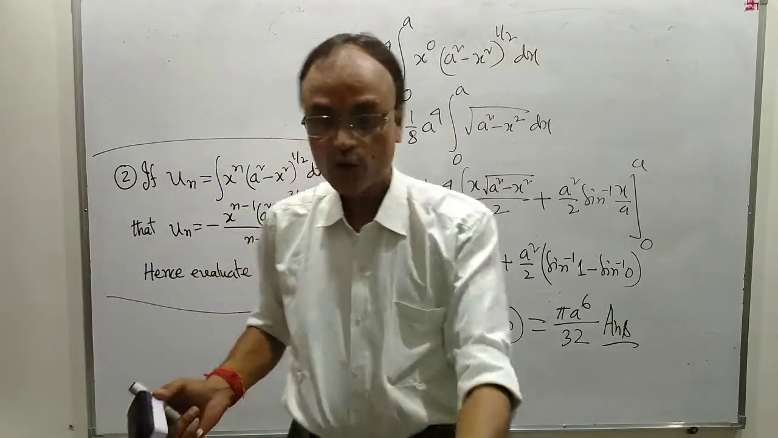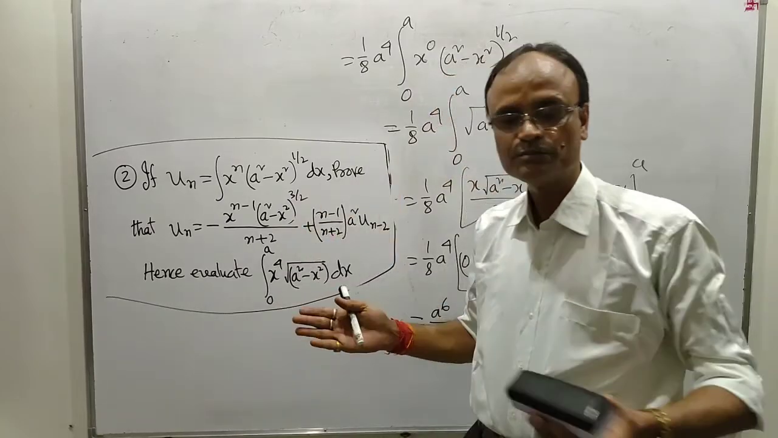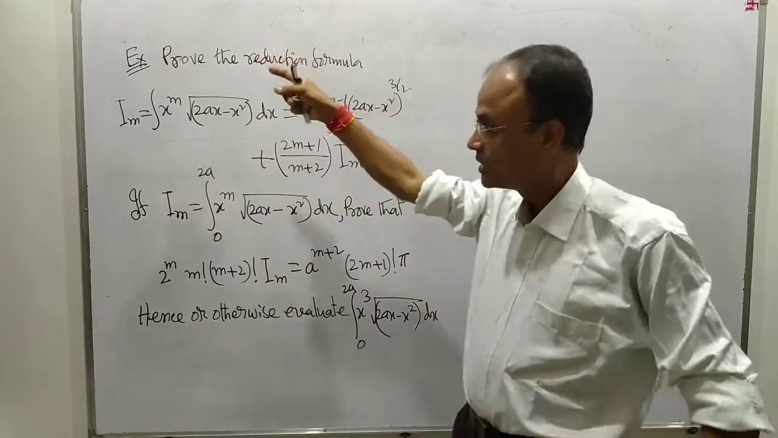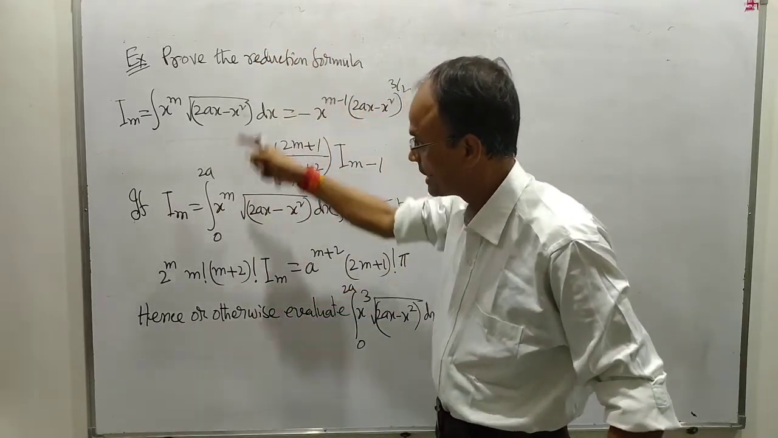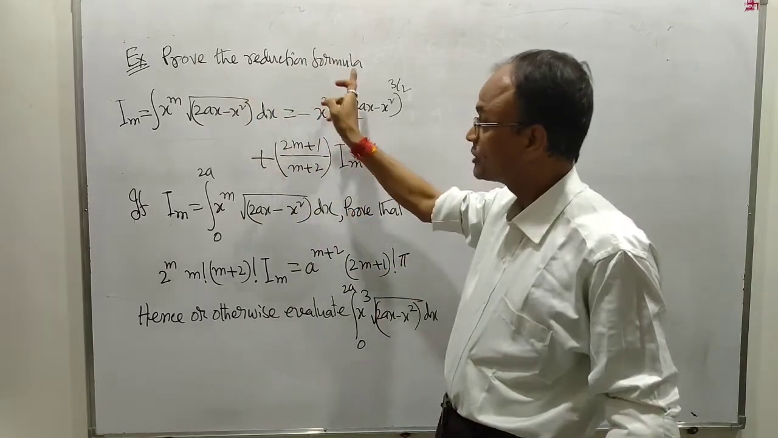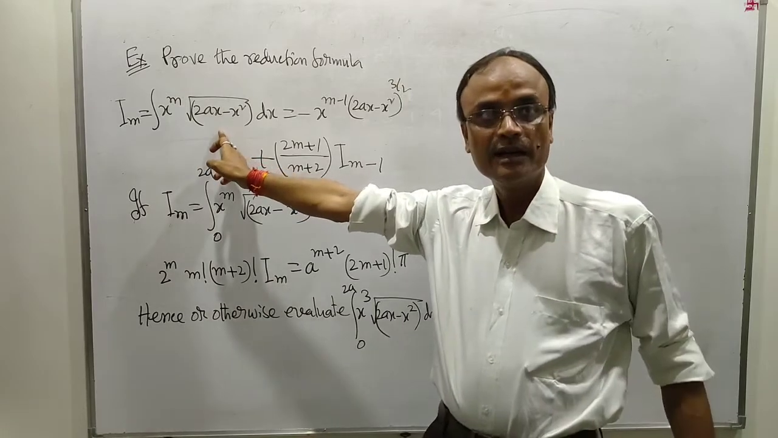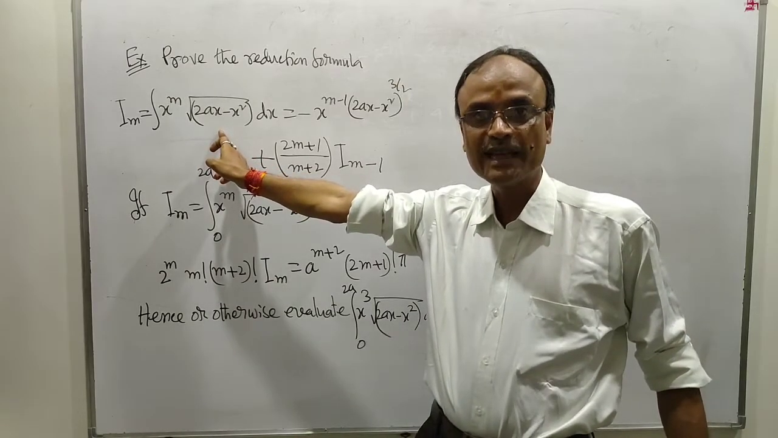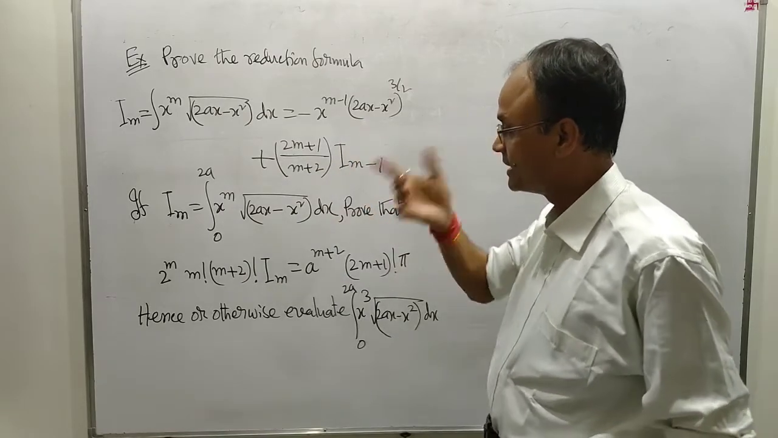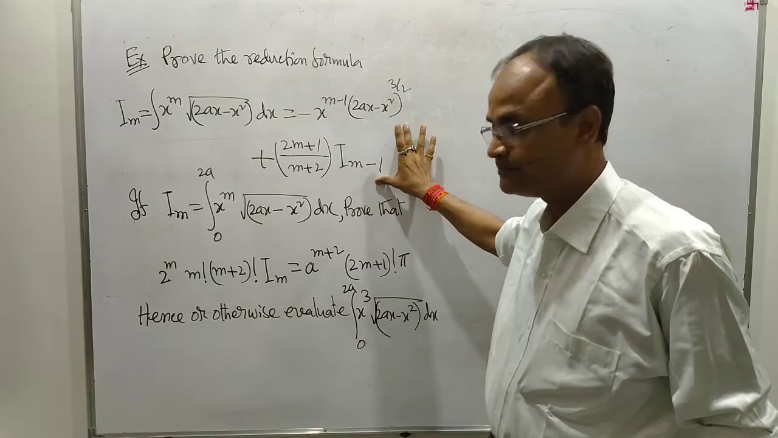Dear students, we have solved these two problems. Let us take another very interesting problem. Now, I am going to solve this problem. Prove the reduction formula. I_m is equal to integration x to the power m and root over twice ax minus x square, equal to this. This is the first part we have to prove.